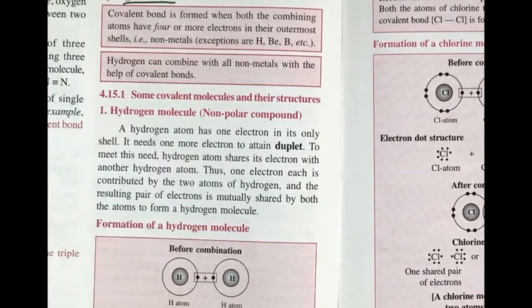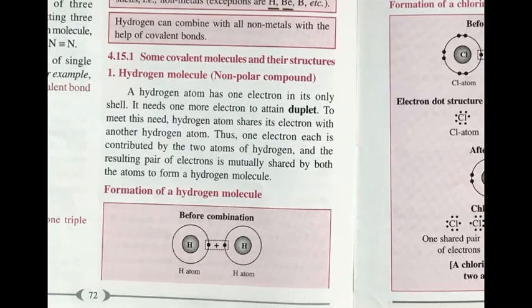A covalent bond is formed when both the combining atoms have 4 or more electrons in the outermost shells. Okay, exceptions: helium, beryllium and boron. Hydrogen can combine with all non-metals with the help of a covalent bond, because hydrogen is the only non-metal which has a positive charge. Okay, so now your assignment for this week is to draw all these structures that I am going to explain to you right now.